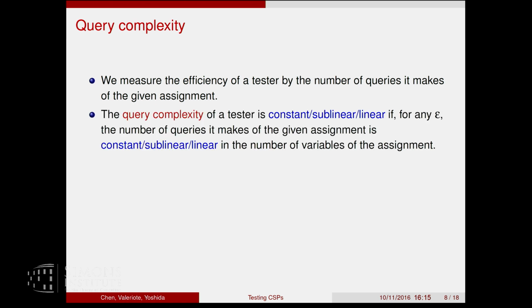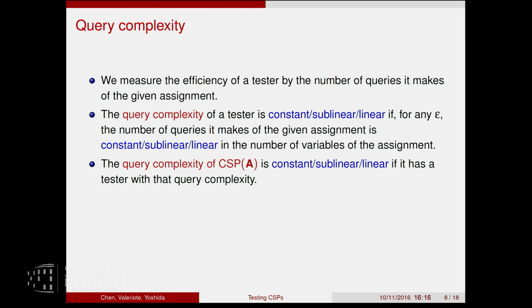So this leads to the notion of a query complexity of a tester. And we'll say the query complexity of a tester is constant if, for fixed epsilon, no matter how many variables we're dealing with, we only need to make a constant number of queries to get our answer out. And we could relax that to have a sublinear complexity, where as a function of the number of variables in our instance, the number of queries we make is a sublinear function. And of course, the worst case, we're just going to be making a linear number of queries, linear in the number of variables. Of course, when we make epsilon smaller and smaller, we'll expect the number of queries to grow. But for a fixed epsilon, independent of the number of variables, we want to know whether we can get away with a constant number of queries or not.